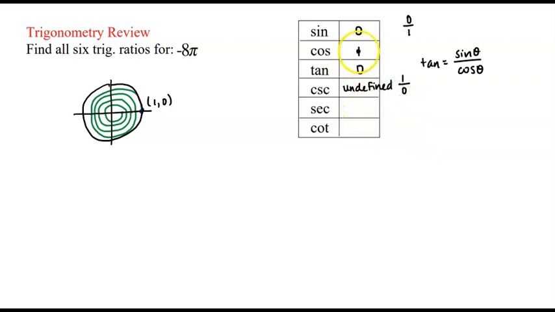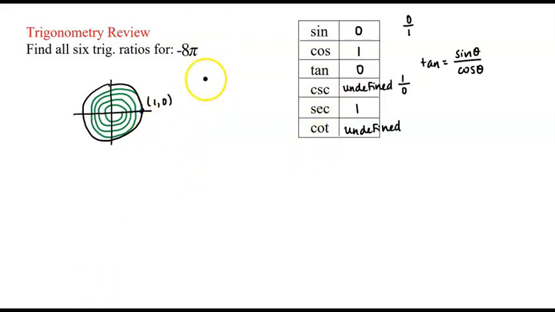Our secant is when we flip cosine. The reciprocal of 1 is just 1. And our cotangent is when we flip this tangent, the reciprocal of 0. Again, the same idea that 0 over 1 flipped is 1 over 0. And so our cotangent is also undefined. And so these are our 6 trig ratios for -8 pi.